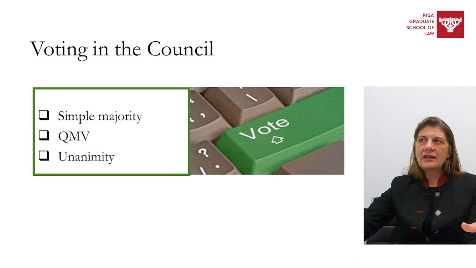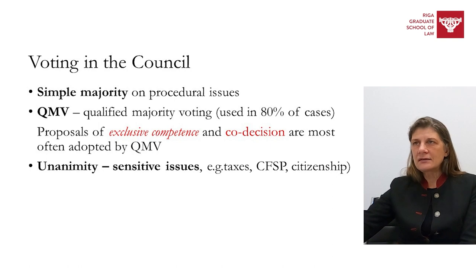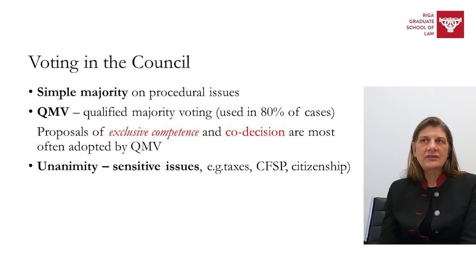Now, how does the council vote? It's very important, because a decision is considered to be passed when there is support from the council. So there are three ways of voting. You see in the slide: simple majority, qualified majority voting, and unanimity voting. So simple majority voting mainly is used in some technical voting cases on method, on rules, on procedures. But the most common currently, even the default voting rule, is qualified majority voting. But when the issues have a high level of sensitivity for member states, then still unanimity applies.